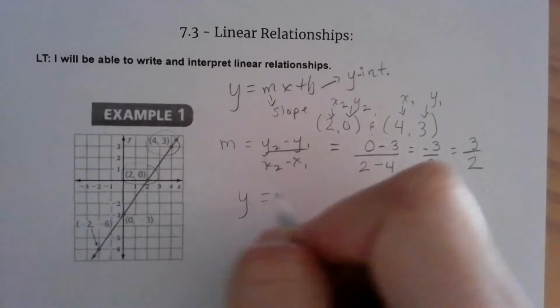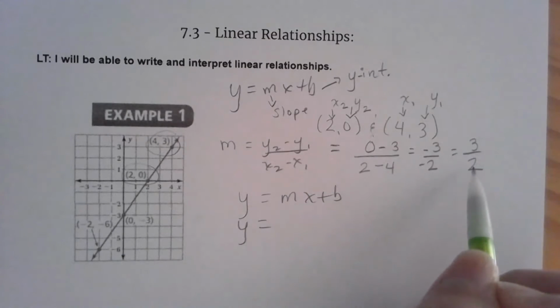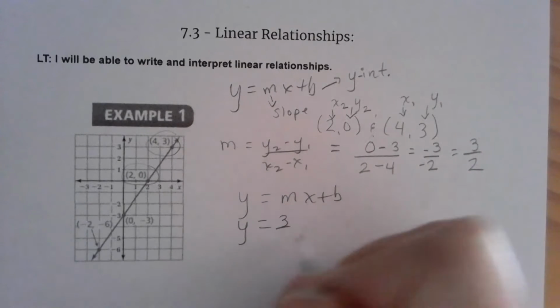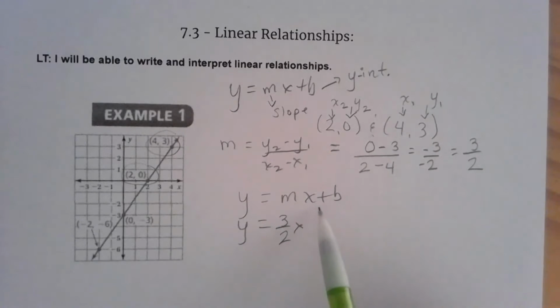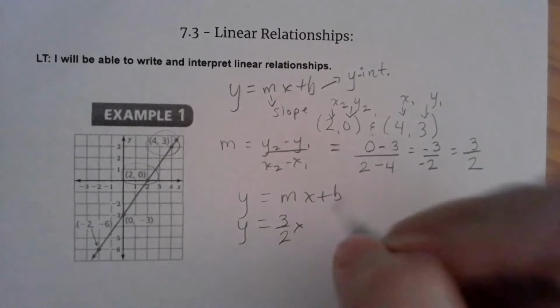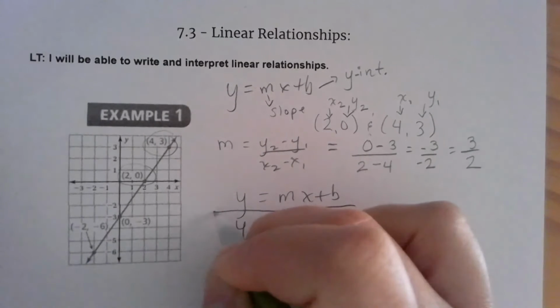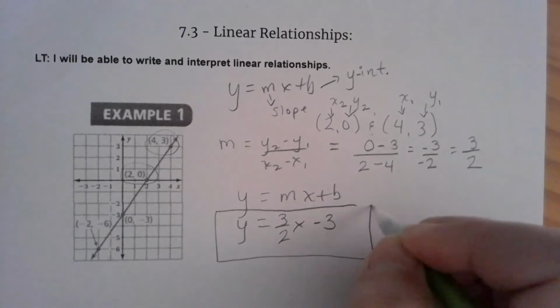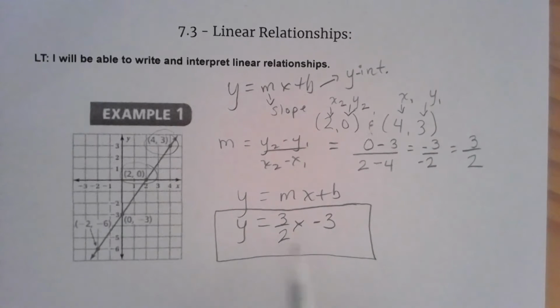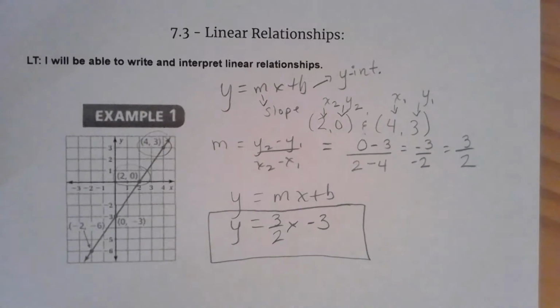So we have y equals mx plus b. So I'm going to put in my m, which is right here, 3/2 x. Now, where does this line cross the y-axis? It crosses it at -3. So then I just put in -3. And so now look at this. I have written the linear relationship, or written the linear equation that matches this line. Okay, so easy peasy, lemon squeezy, we've done this before.